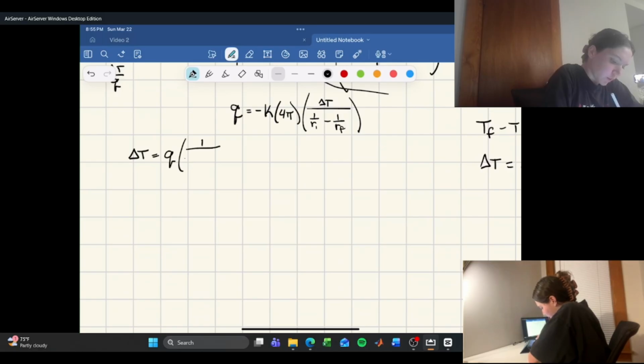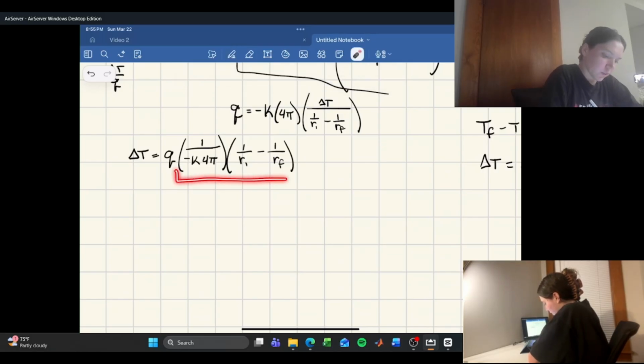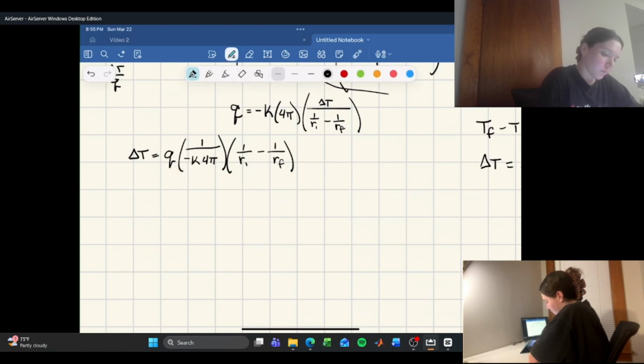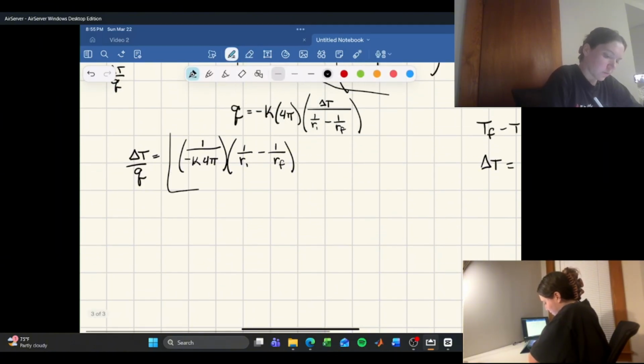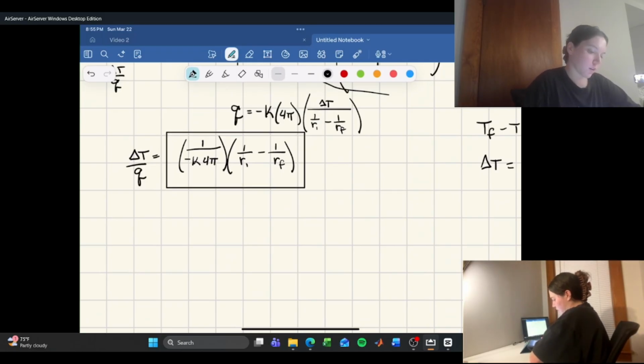1 over the negative thermal conductivity times 4 pi. And then this is going to be multiplied by 1 over the initial radius minus 1 over the final radius. And so this part here is going to be the thermal resistance. So I can just rewrite this by dividing the heat flux there. So now we have the total thermal resistance for heat transfer for spherical coordinates.